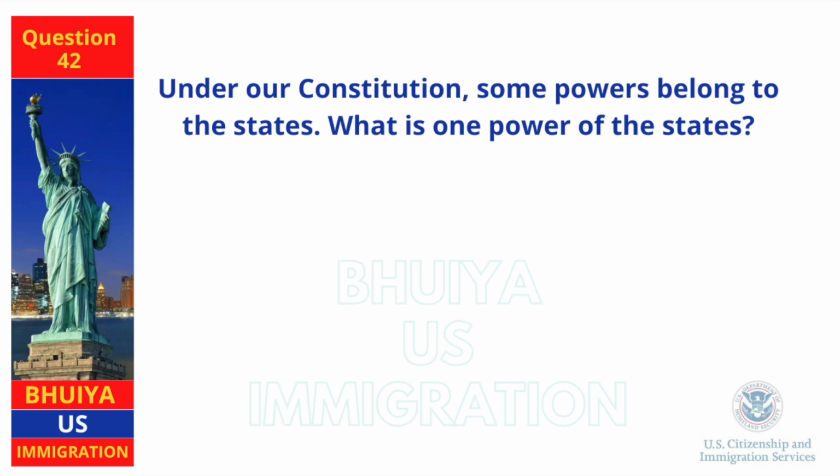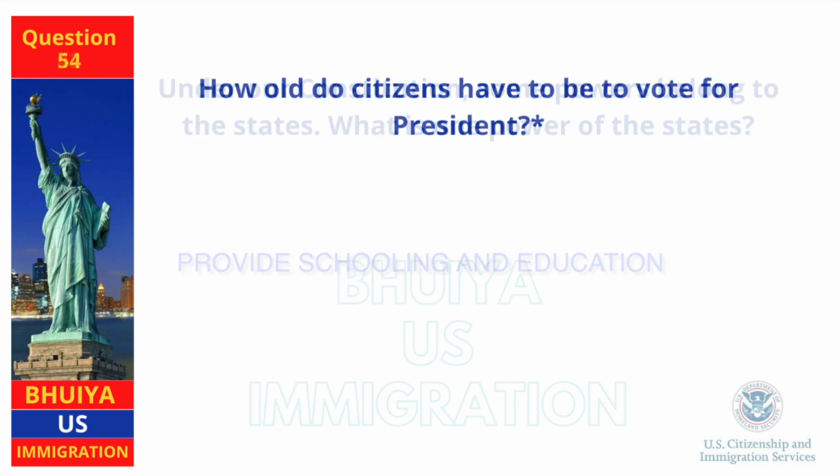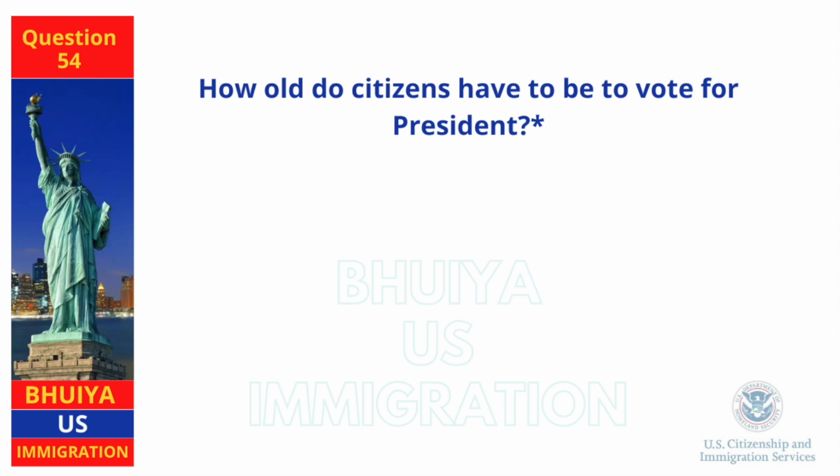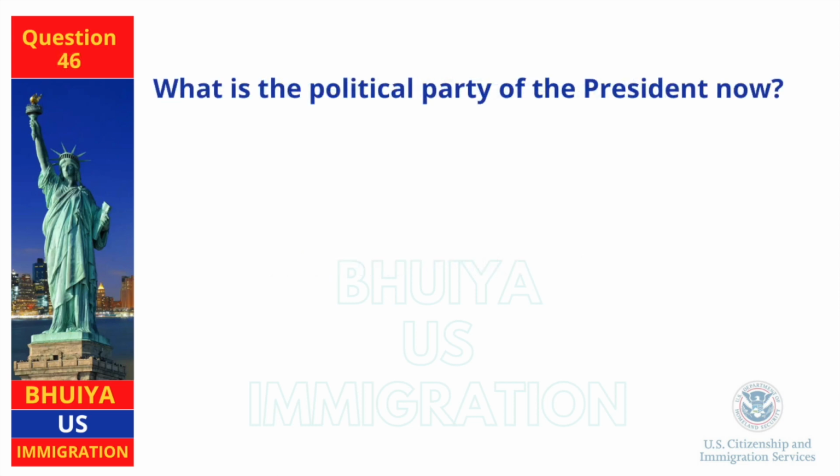Under our constitution, some powers belong to the states. What is one power of the states? Provide schooling and education. How old do citizens have to be to vote for president? 18 and older. Name your US representative. This answer will vary. What is the political party of the president now? Democratic Party.